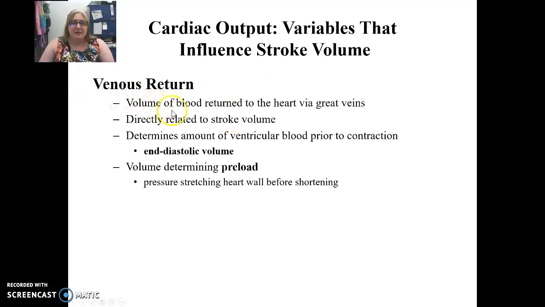So venous return is directly correlated to the amount of blood that's going to leave. The less blood that comes back, the less blood that we can push out. We can't push something that's not there. And in the opposite direction, the more blood that comes back, the more blood we can push out.